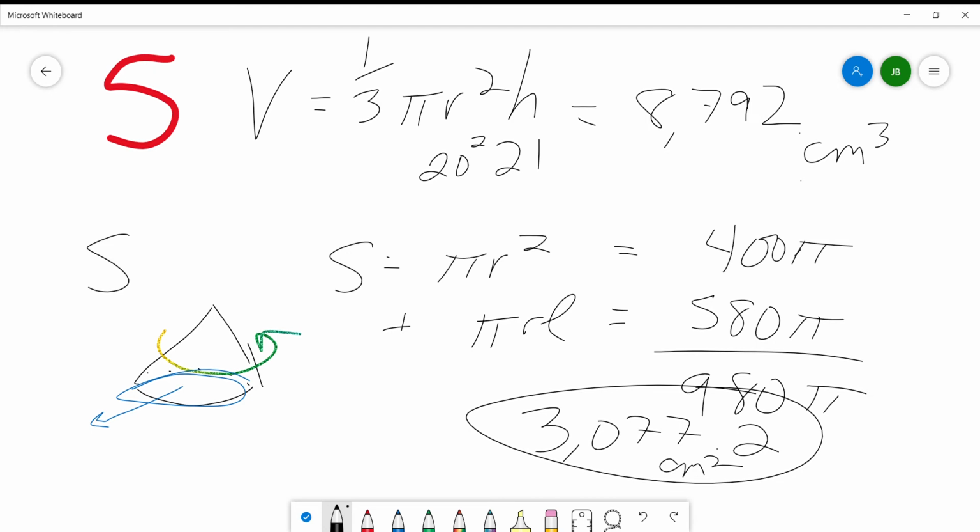If you multiply these out first and add them together, you should still come up with this answer, 3,077.2. 400 times 3.14 equals 1,256. I'm going to put that in memory. Memory plus, and then 580 times 3.14 equals 1,821.2 plus memory recall equals, I still get the same answer, 3,077.2, and that is the correct answer. If you got that answer, consider yourself correct.